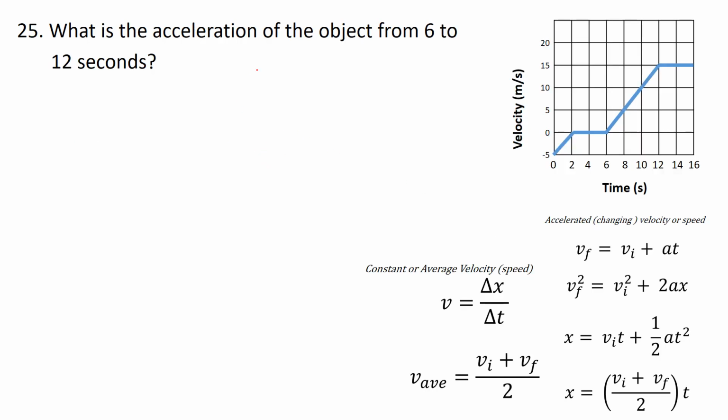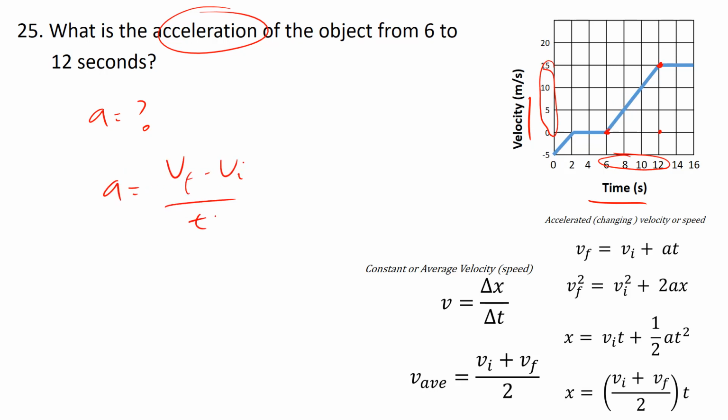Okay, so here's a little bit of math. Now we're asked for acceleration, but we're given velocities and times. So we're going to have to do a little work. A equals question mark, and we're just going to take off givens from 6 to 12 seconds. So from 6 to 12 seconds, that means we end right here. And we can get the time, and we can get the velocity. So a equals v final minus v initial over t. That comes from this equation.